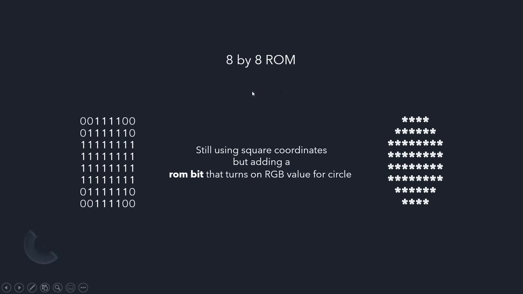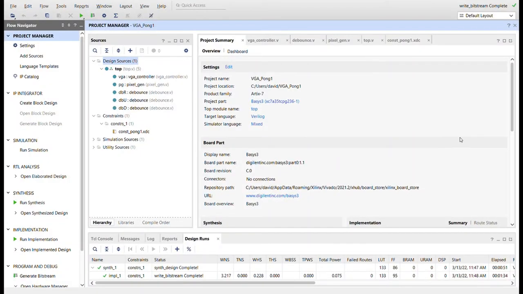The little ball in our Pong game is going to be created using an 8x8 ROM. So each line here is an address. We have 8 addresses, and then we have 8 data bits going across. And so we use a ROM bit signal. We still calculate within the square boundaries, but then we also add on the ROM bit as we read through each bit of the ROM. Wherever we have a 1, that's where we'll turn on the RGB color for our circle, and you'll end up with something like this. Let me take you to the code.